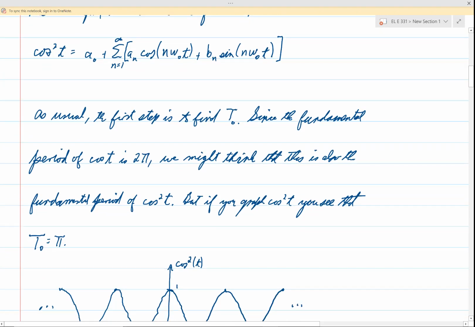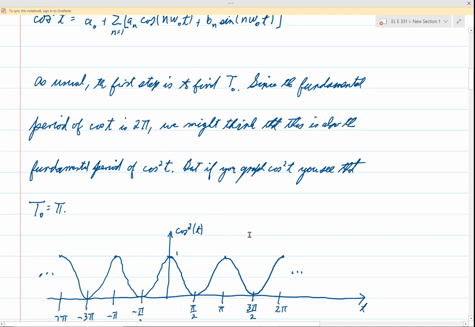But if you graph this, you'll see that actually the fundamental period of cosine squared t is pi. So here's the way it looks. Obviously cosine of t goes both positive and negative, but when you square cosine t to get cosine squared t, the negative parts come up above the axis, and so then cosine squared t looks like this, and the period is cut in half. It's no longer 2 pi, but in fact it's just pi.